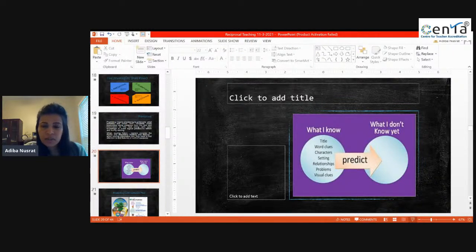Now, the next thing we need to know is predicting for informational text. I just found a very beautiful template for making predictions of informative text. This is basically for elementary students, and it's about animal families. You can use such templates with your students.